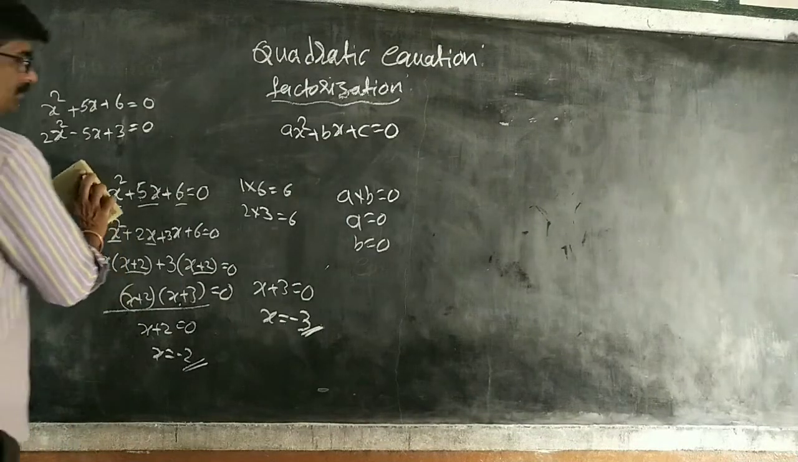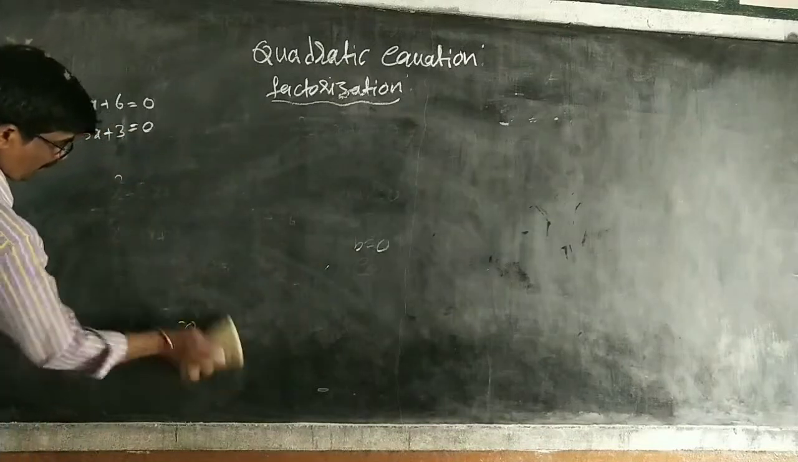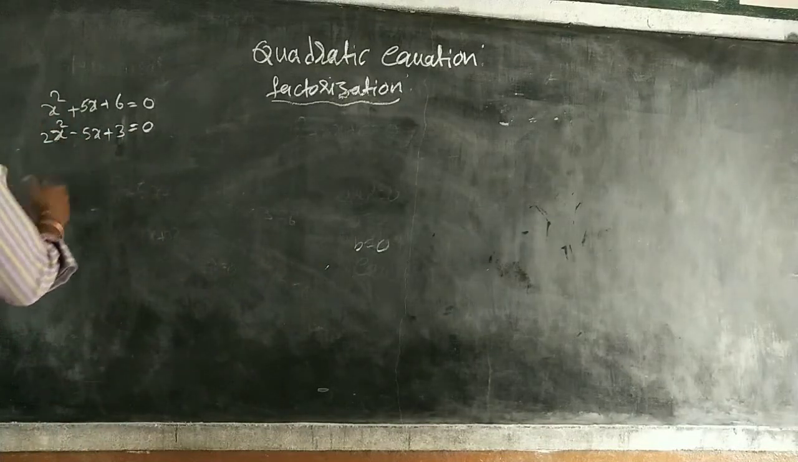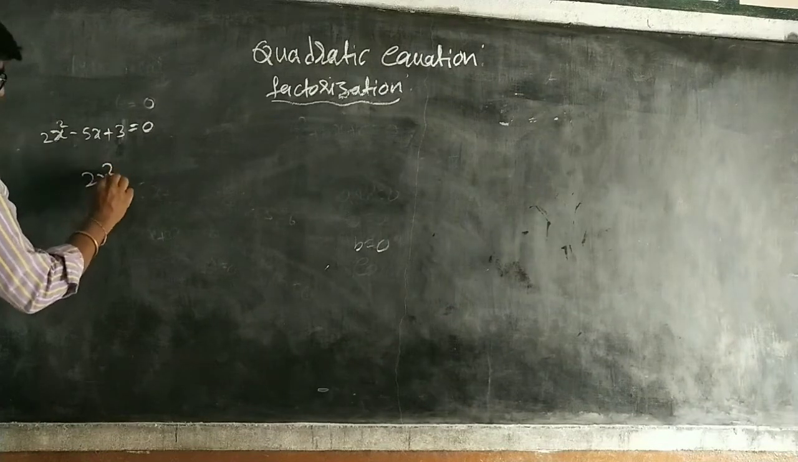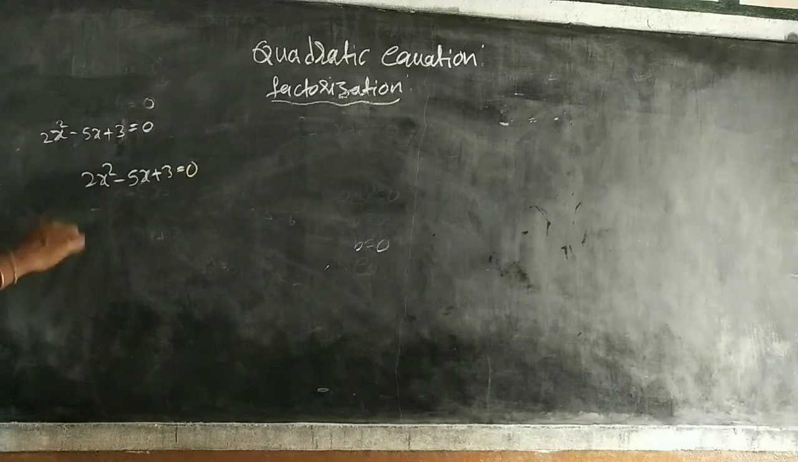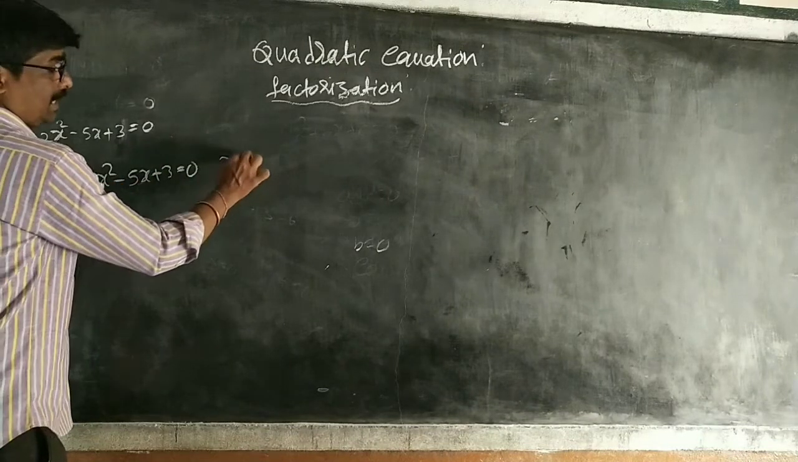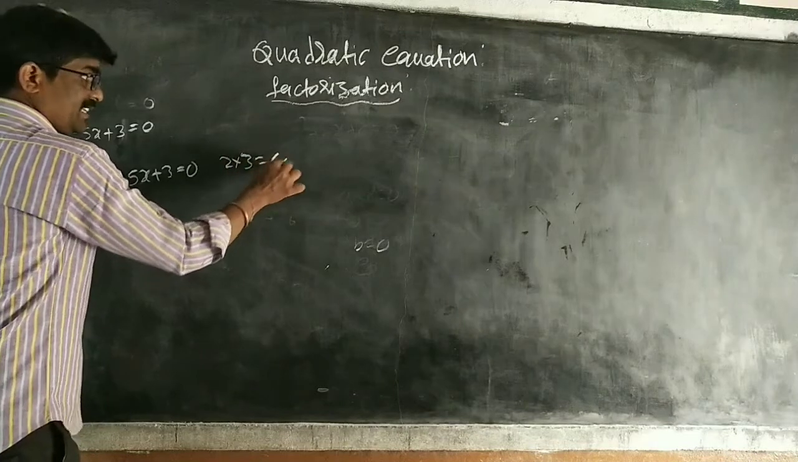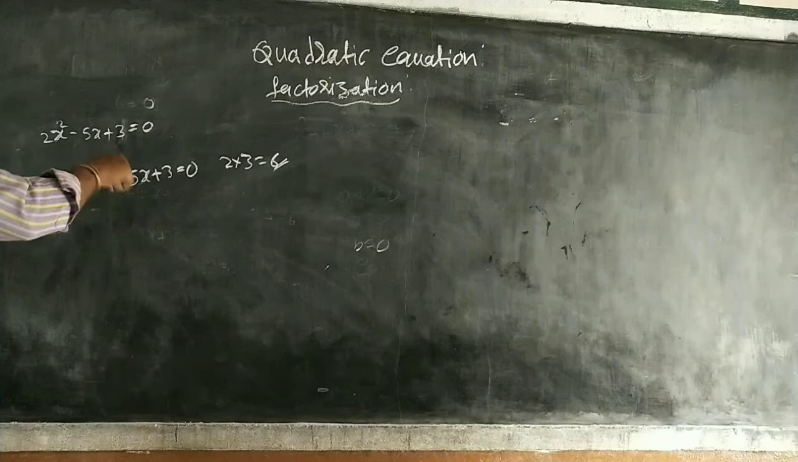Next, again one problem. So I am taking one more. This is over. Next, 2x square minus 5x plus 3 is equal to 0. Same way, 2 into 3 is 6. Here plus 6 only, and here we want minus 5.